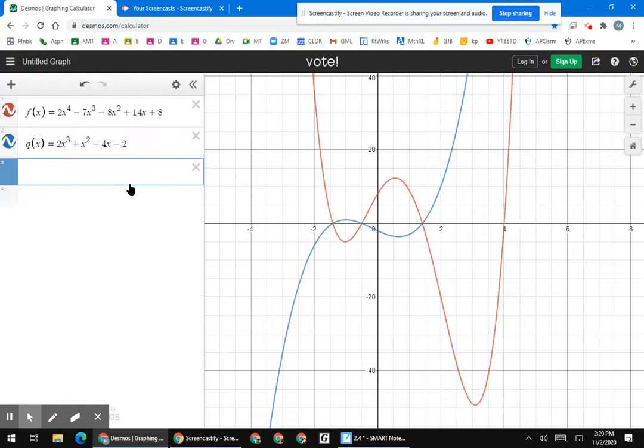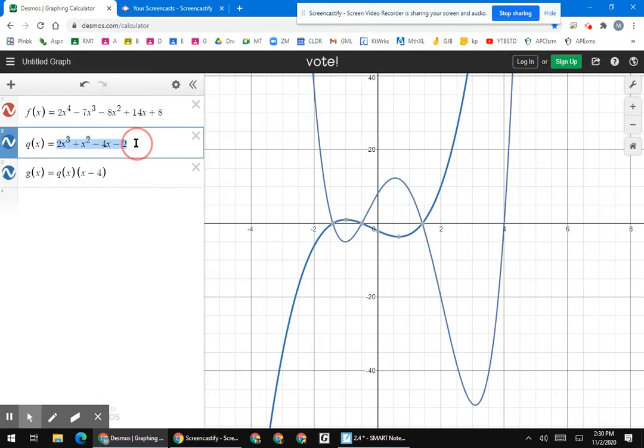Now, if I want to show you getting it back, I could just make a random function and make it equal to q of x times x minus 4. And notice that is the original function, right? If I take this and times it by x minus 4, it basically becomes the original, right? See, notice that's what it is. So keep that in mind.